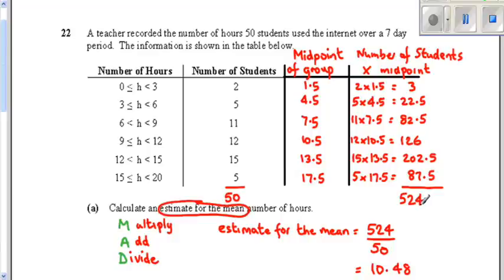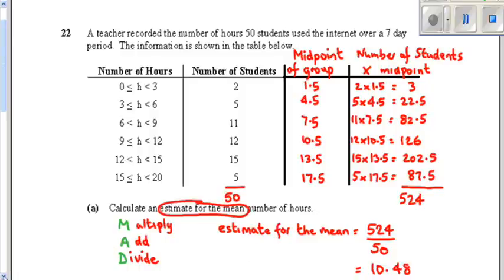And the last thing to do to work out the mean is you're going to divide by the total number of students, which is 50. So the estimate for the mean is this total divided by the total number of students, which is 50, and when you divide that, you get the answer 10.48.